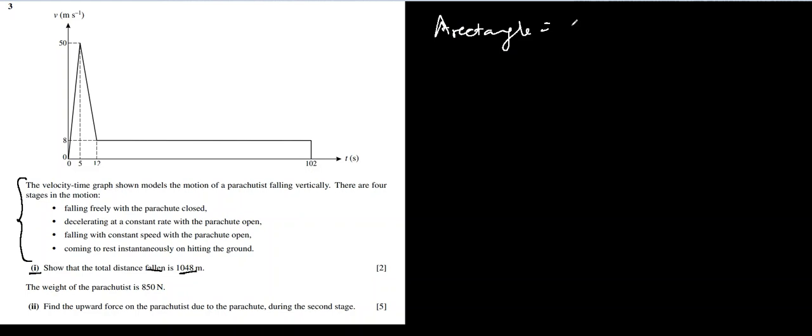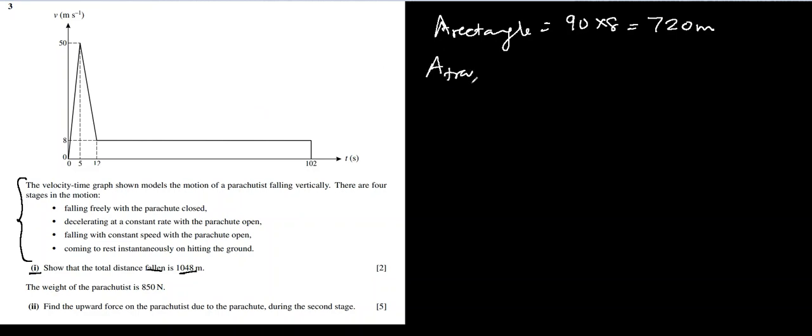So rectangle, what is the length from 12 to 102? 90. 90 is the length. What is the width? 8. The height of this particular rectangle is 8. That is 720 meters. Okay, let's go to the trapezium.